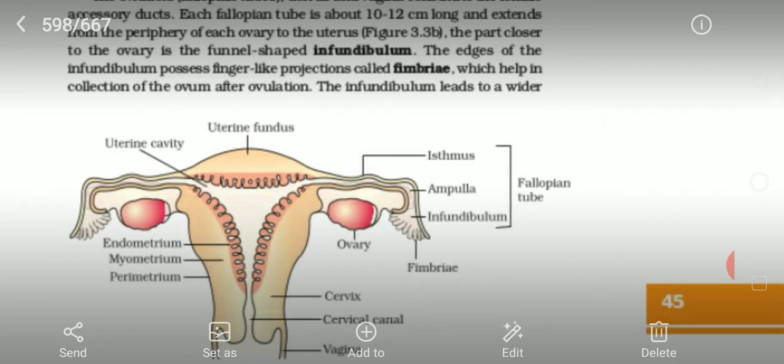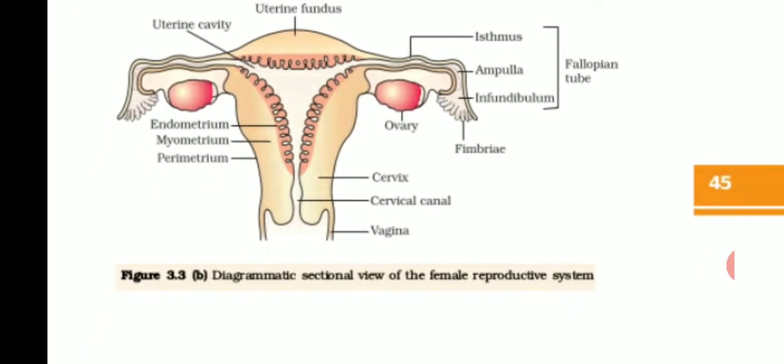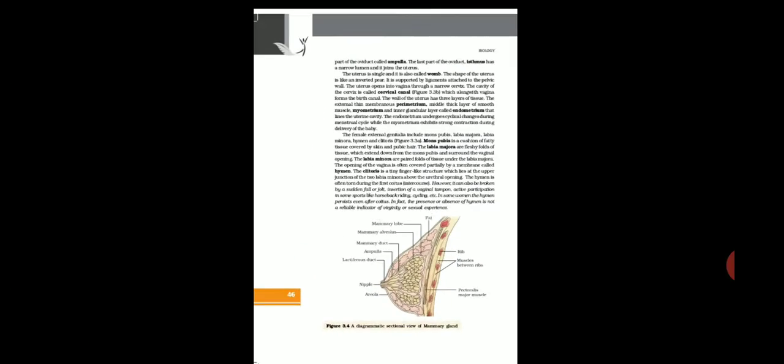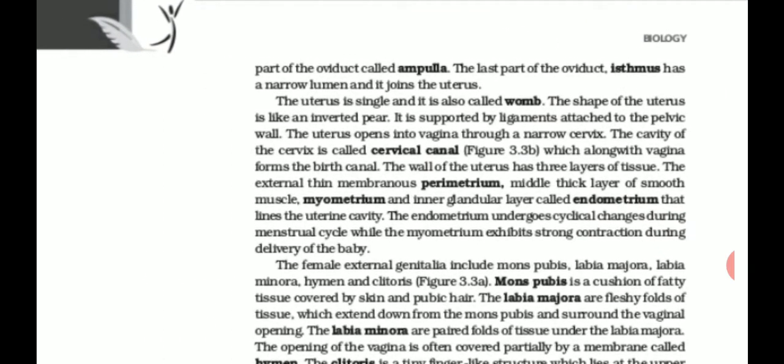The edges of the infundibulum possess finger-like projections called fimbriae, which help in the collection of the ovum after ovulation. Ovulation is the release of the ovum. The infundibulum leads to a wider part of the oviduct called ampulla. The last part of the oviduct, isthmus, has a narrow lumen and it joins the uterus.